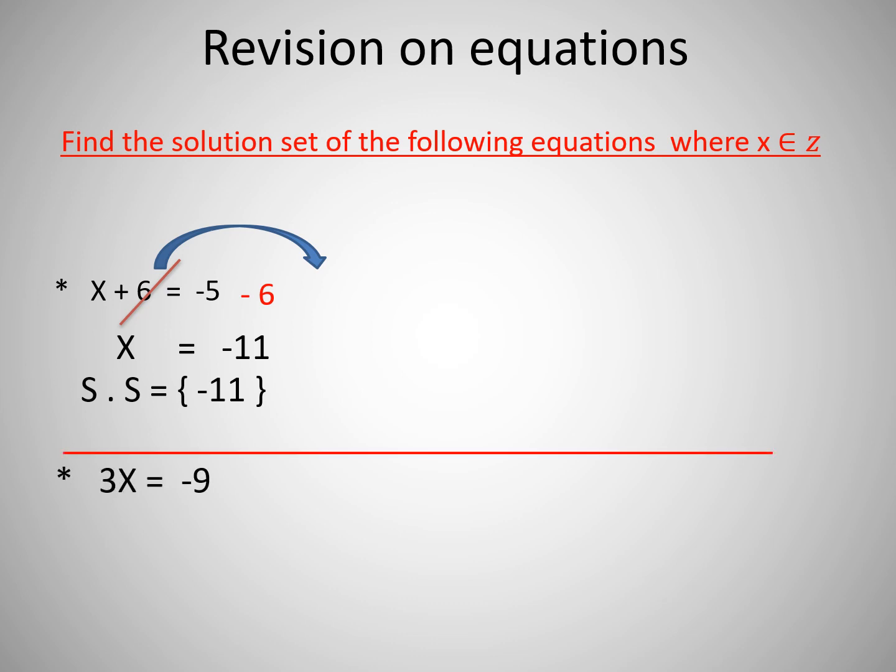Another example, 3x = -9. We will move 3 to the other side by the inverse operation. The inverse for multiplication is division. So the remaining in the left hand side is x, and the right hand side will be -9 divided by 3 equals -3. So the solution set is -3.